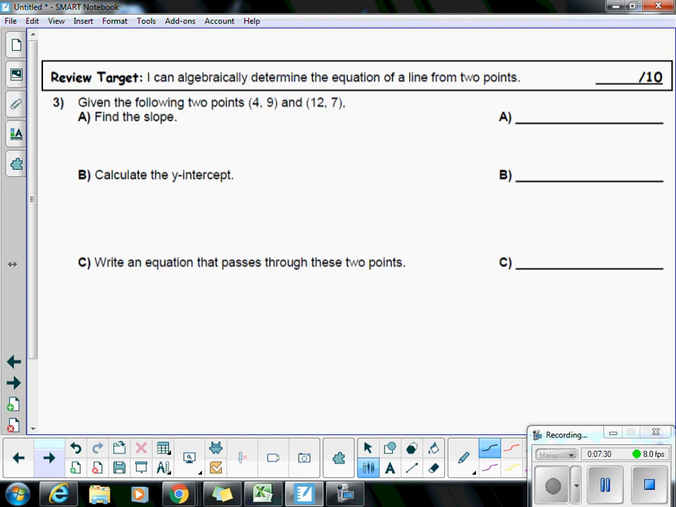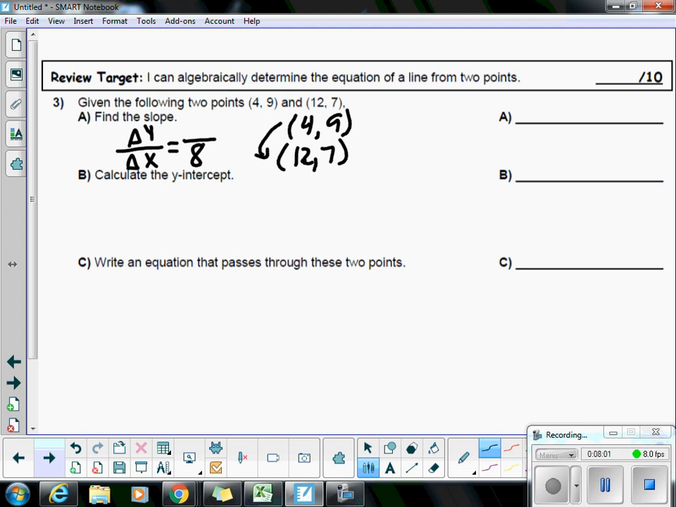So it's very straightforward. It's written out for you. So first thing we're going to do is find the slope. All right, slope is change in y over change in x. So if I rewrite (4, 9) and (12, 7). If we look at our x's, how do I go from 4 to 12? Oh, well, we're adding 8. So our change in x is 8.